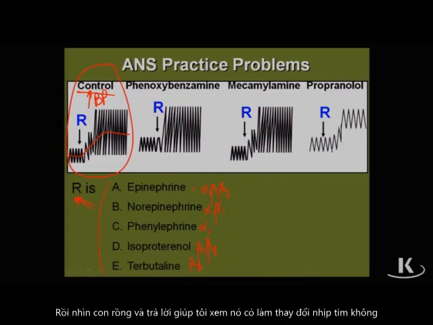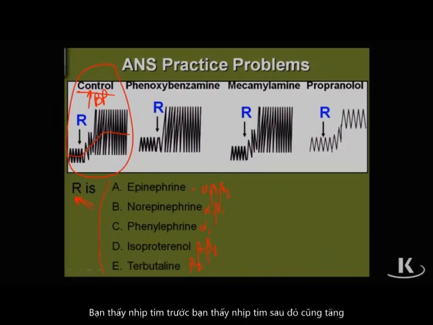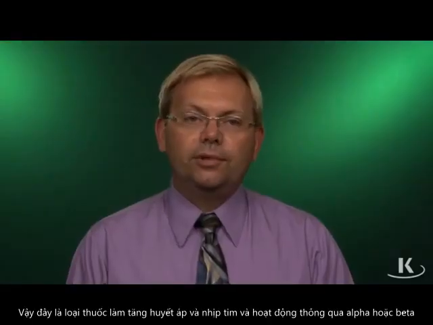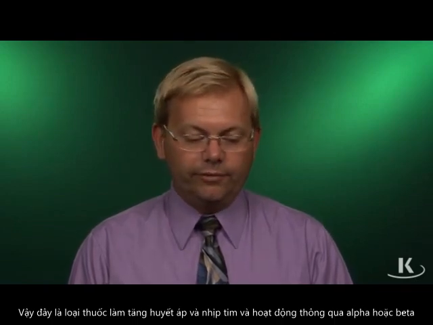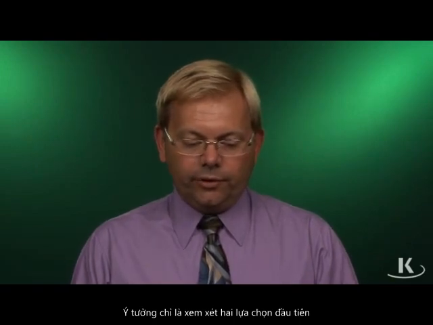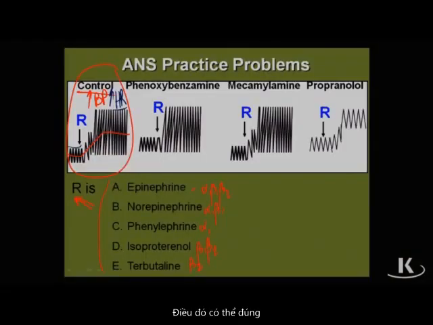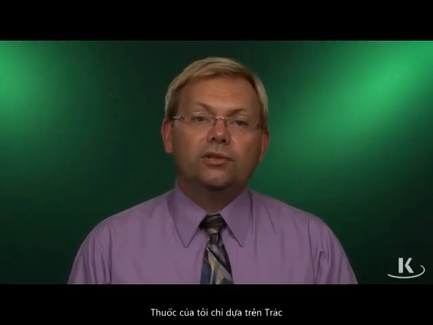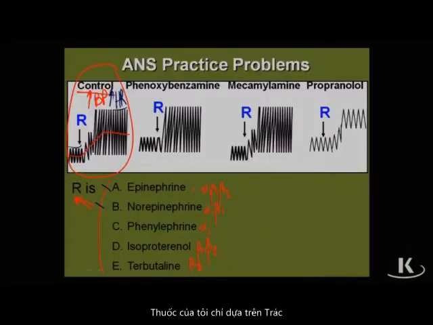And then look at drug R and answer for me, does it change the heart rate? You see the heart rate before, you see the heart rate after. It also increases the heart rate. So this is a drug that increases blood pressure and heart rate and works through alpha or beta receptors. The idea is already just looking at the first two choices, they could be correct. It could have been epinephrine at high dose. I could assume that. Or it could have been norepinephrine. So I cannot distinguish my drug R just based on the tracing and looking at the answers.